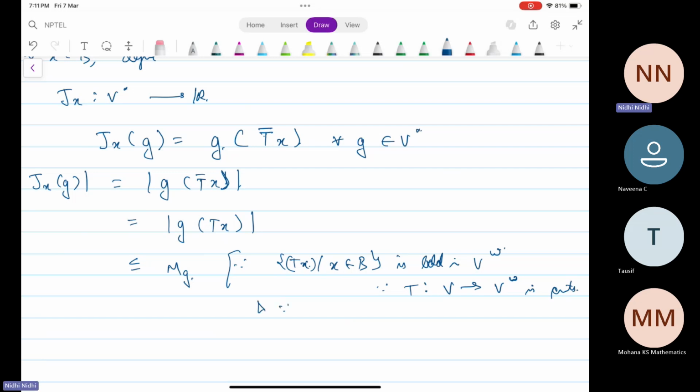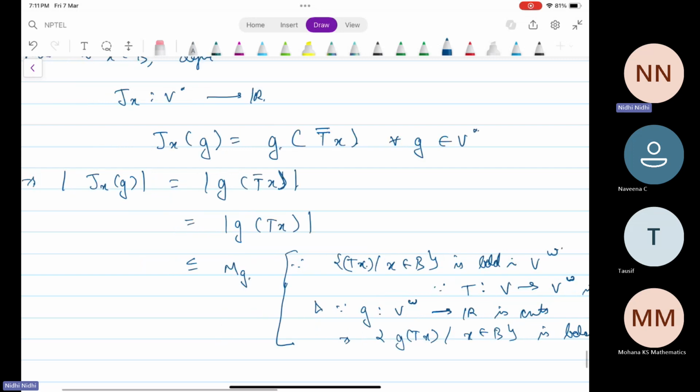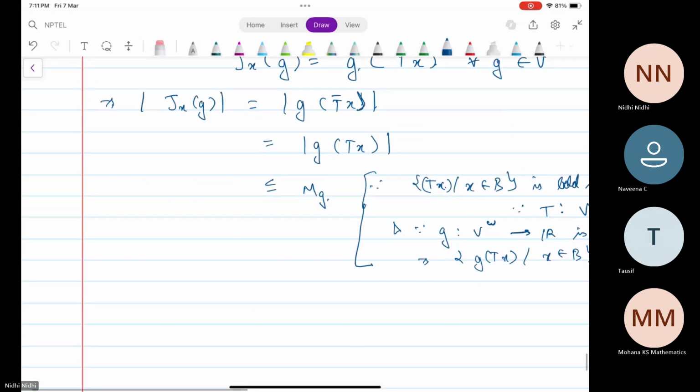And G from V weak to R is continuous. This implies the set G(Tx), x belonging to B, is bounded. It's just that the upper bound will depend on G. Therefore, supremum x in B of mod Jx(G) is finite for every G in V star.